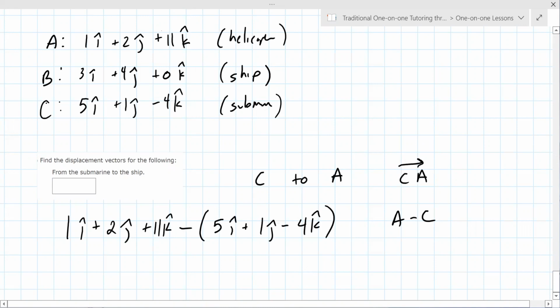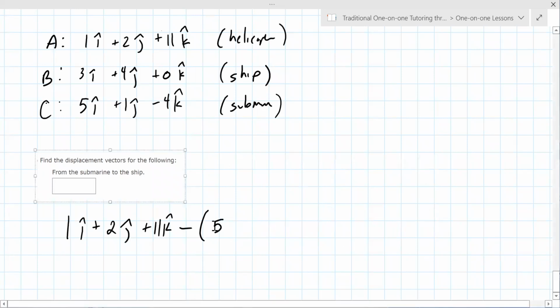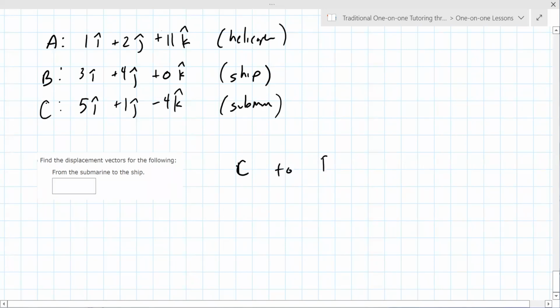And what happened to the B? Just nothing? Oh, I'm sorry, I messed this up. Submarine to the ship. Sorry, B to C. I just completely messed this up. Okay, C to B, which is CB. It's B minus C, sorry.